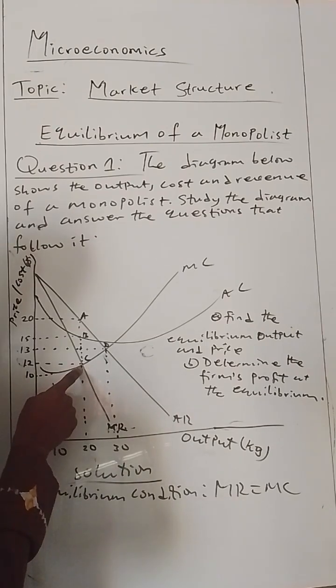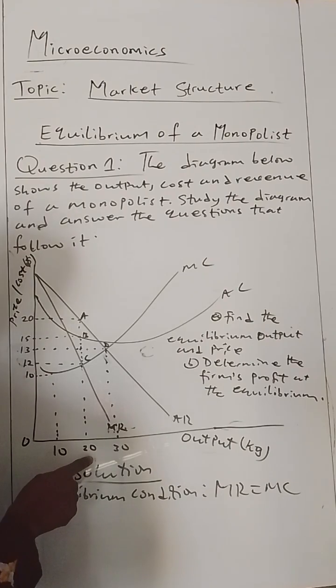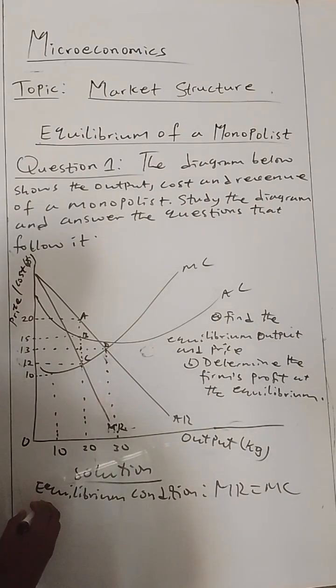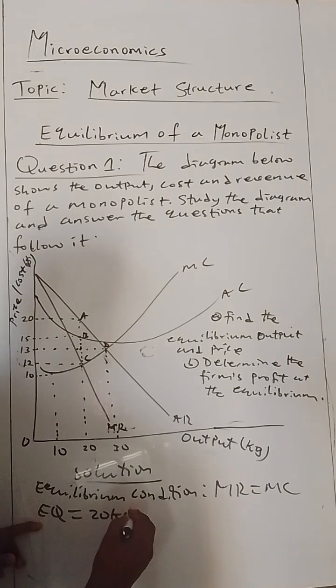So how do we determine the equilibrium output? We trace it down from this point. Whatever output unit we get there is the equilibrium output. And this is 20, that's 20 kg. In other words, our equilibrium output Q is equal to 20 kg.